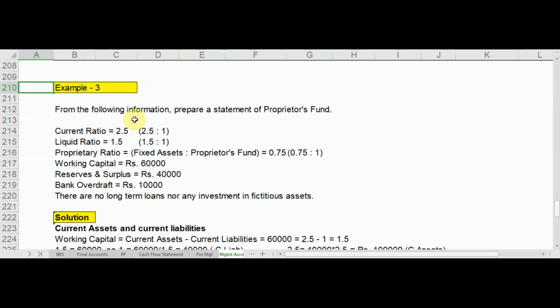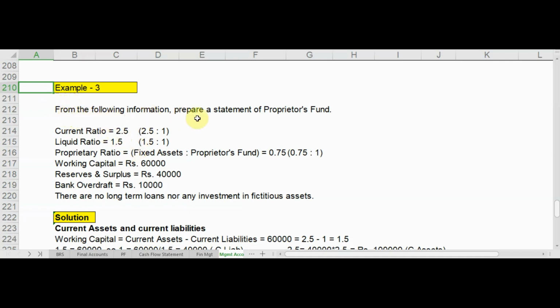Welcome to today's class. Today is the third class on the topic ratio analysis. In today's class, we will solve a typical problem on ratio analysis. So, let's get down to the problem.